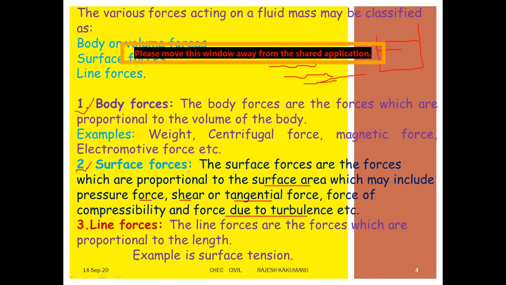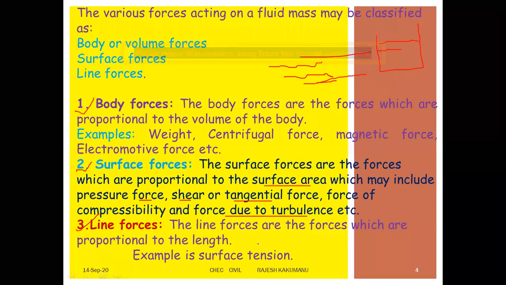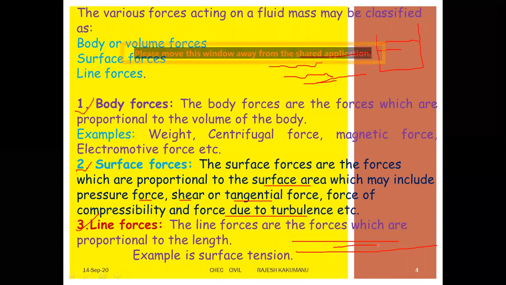Next, the third one is the line forces. The line forces are the forces which are proportional to the length. For example, if we have a pipe length of 2 meters, the forces act proportional to the lengthwise dimension. Example, surface tension. That is the property which you discussed in Unit 1, the surface tension property. Next one.